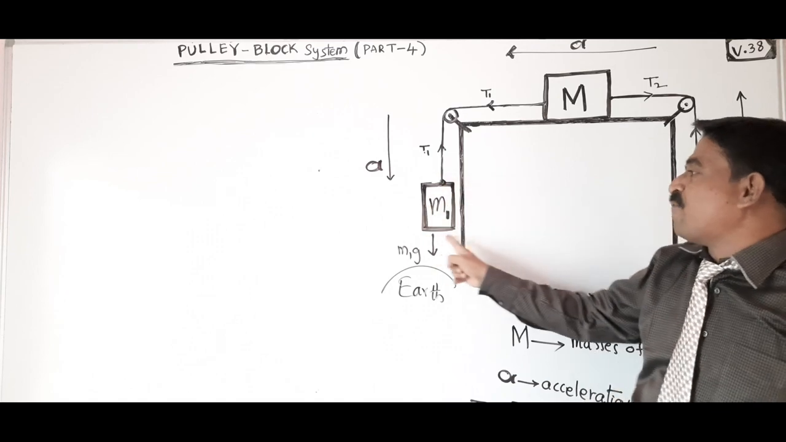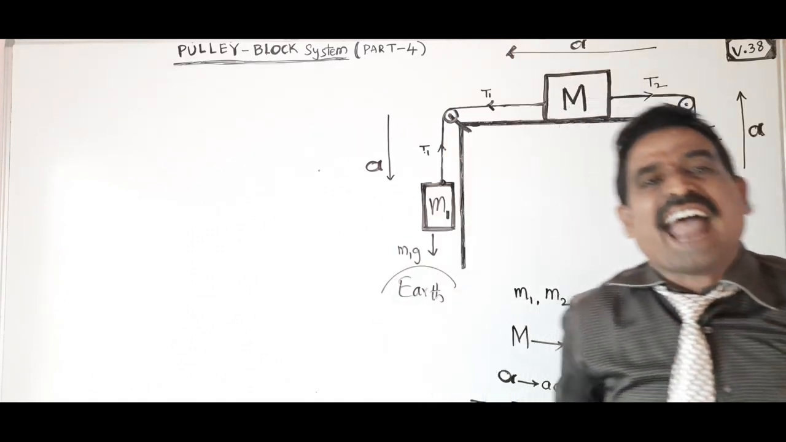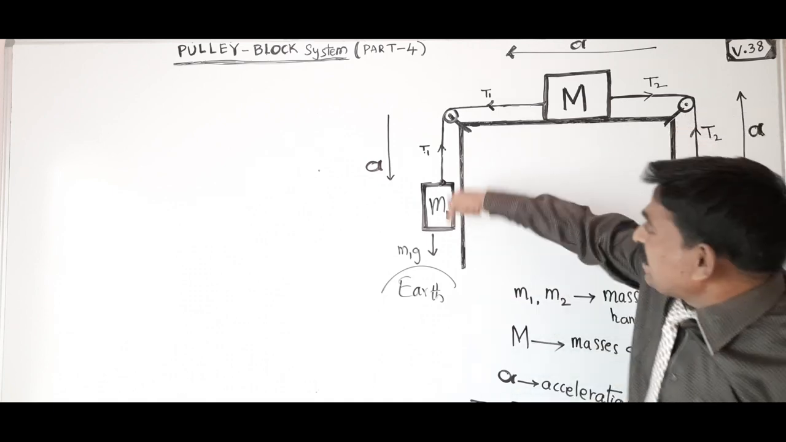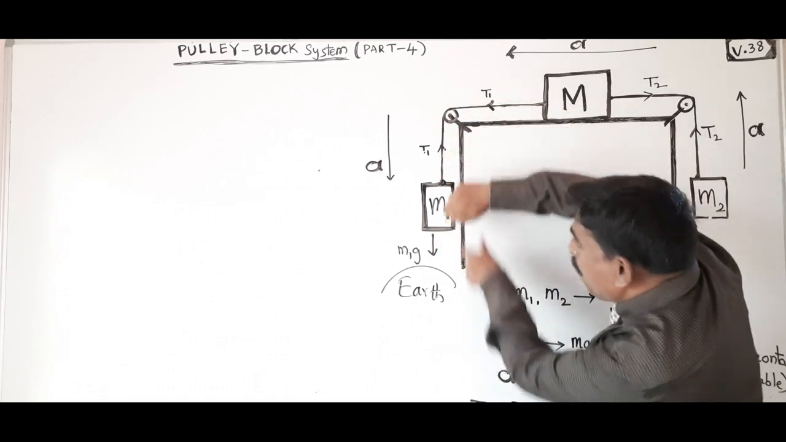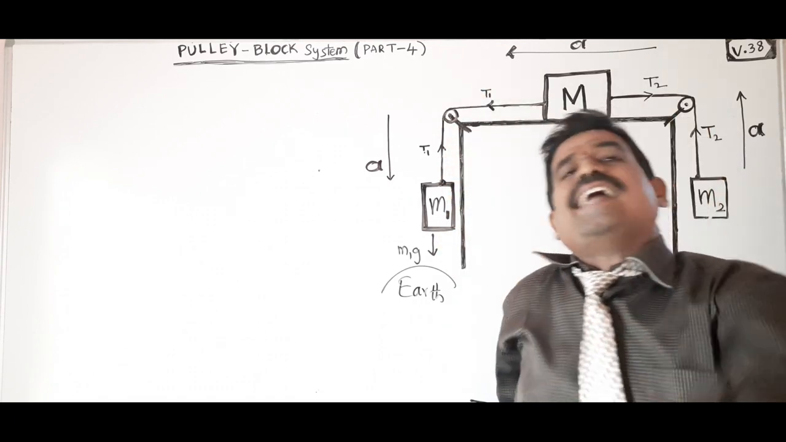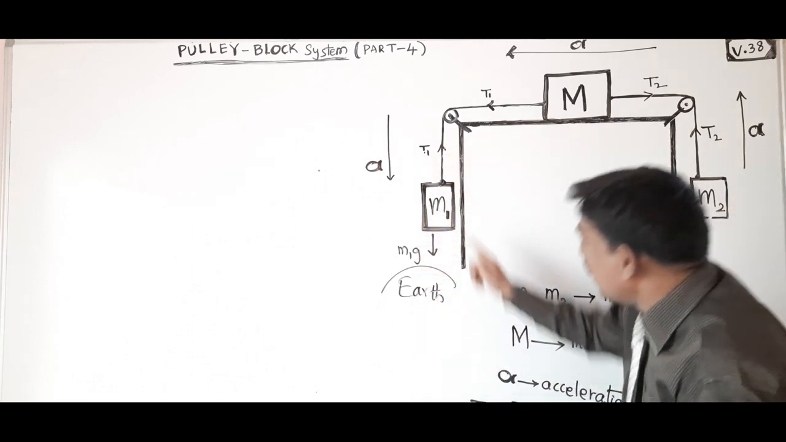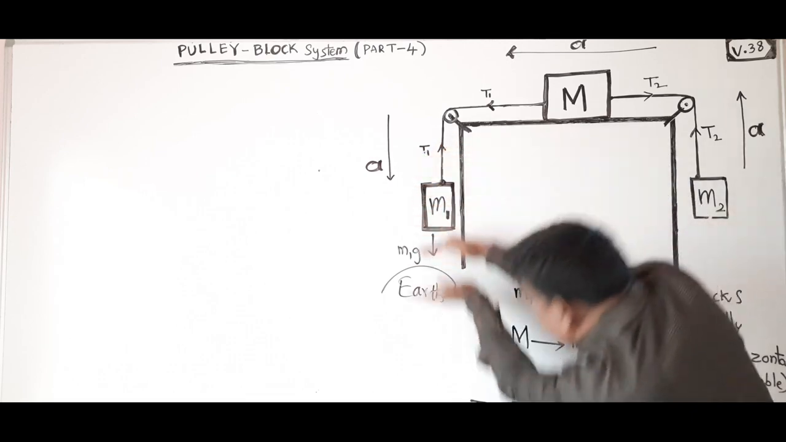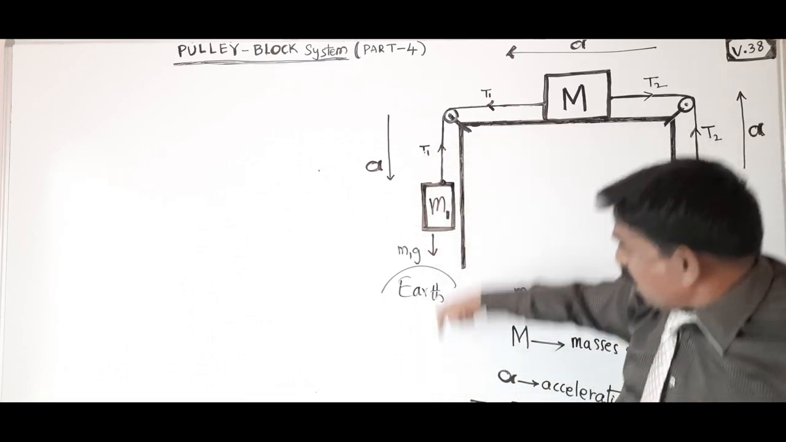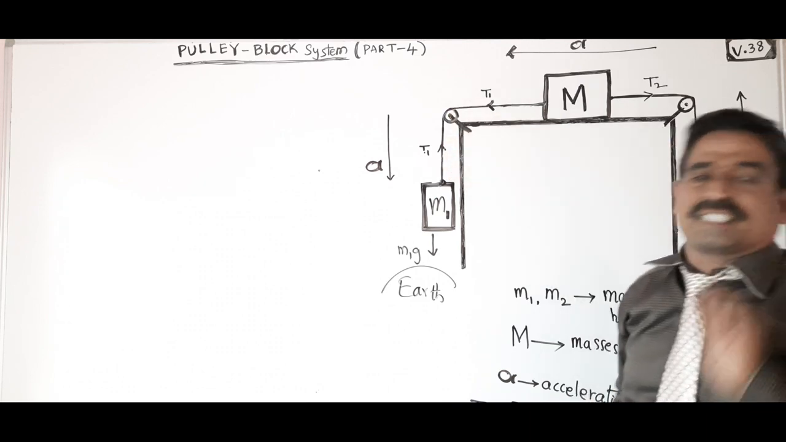On this block of mass M1, two forces are acting. Weight is acting downward, tension is acting upward. Both are opposite in direction. Finally, this block is moving downward. The block is moving downward means the downward force is more than the upward force.